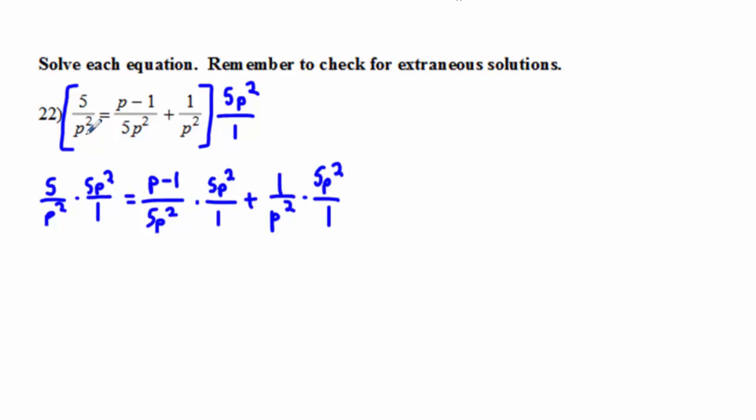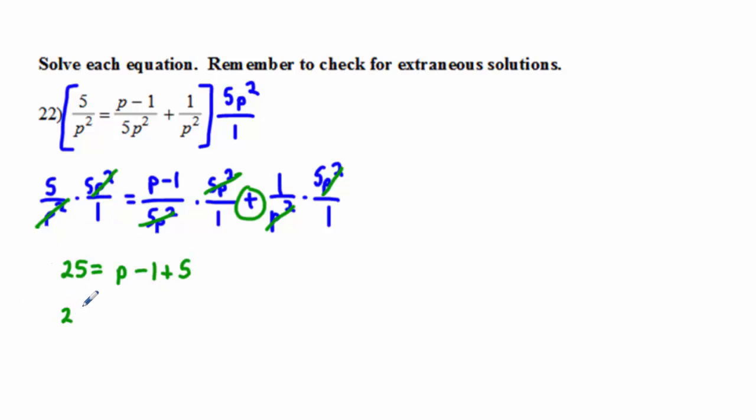What matters is that I'm multiplying everything by the same thing, 5p squared over 1, so I'm not changing anything. And because I wrote it out like this, I can tell what cancels really easily. Here, the p squareds cancel out, and I'd be left with 25 over 1, which is just 25. Here, everything cancels, so it leaves me with my numerator here, which is p minus 1. Here, my p squareds cancel again, leaving me with 1 times 5, which is 5. And I put a plus sign because of this plus sign.